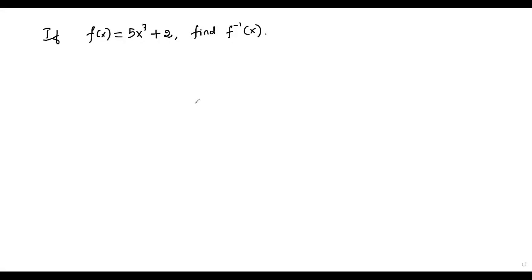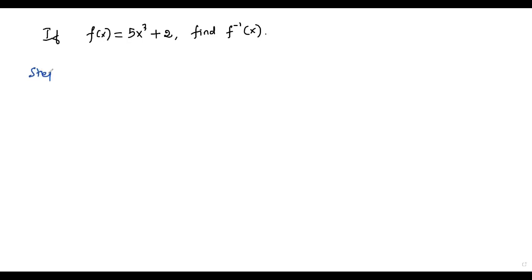Hi, here we have an honors Algebra 2 problem. We have a function f of x equals 5x to the third power plus 2, and we have to find f inverse of x. Actually, we have to do 4 steps to get the inverse of any function.